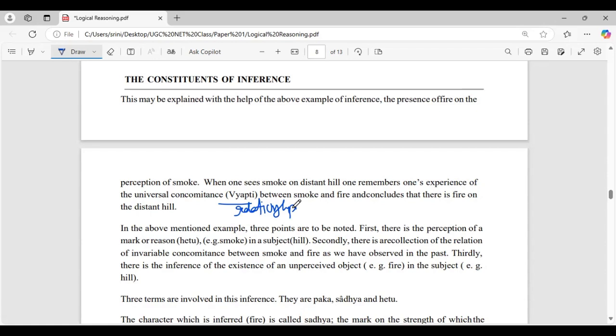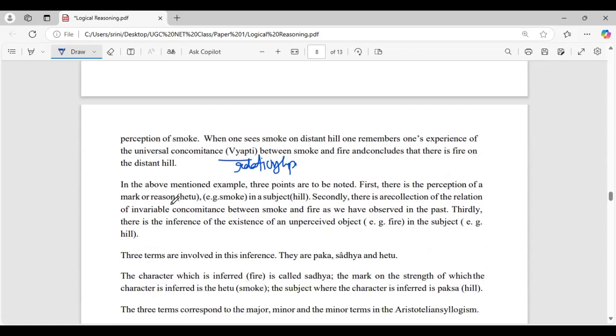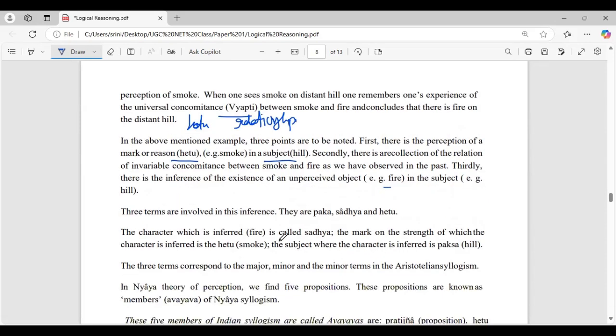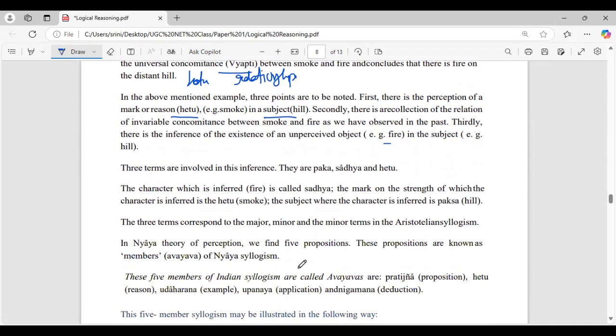Here we have 3 points to be noted. First, there is a perception of a mark or a reason, Hetu, which means reason, in a subject, the hill. Secondly, there is a recollection of the relation of invariable concomitance between smoke and fire, as we have observed in the past. Thirdly, there is an inference of the existence of an unperceived object, that is fire. We didn't see the fire. These three terms are involved in the inference.